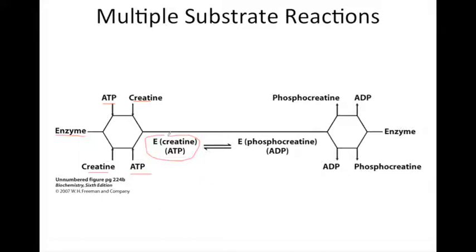ATP complex. The creatine and ATP are then converted to the products, phosphocreatine and ADP, creating our enzyme and product complex, and then the products can be released in either order, the phosphocreatine and then the ADP, or the ADP and the phosphocreatine, regenerating the free enzyme, which now can catalyze another reaction.